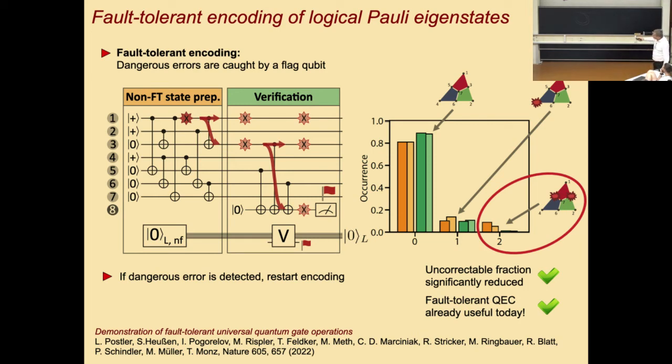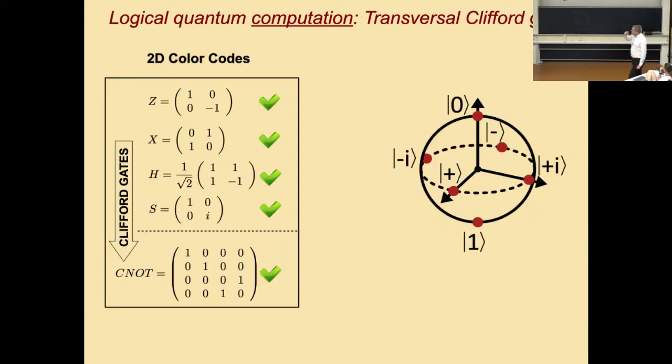All right, so with this we have now done better than we did in 2014, by having prepared a logical 0 fault-tolerantly. But now, as I promised to you, we actually also want to do logical quantum computation on our qubits. And what you see here is now how we did this.